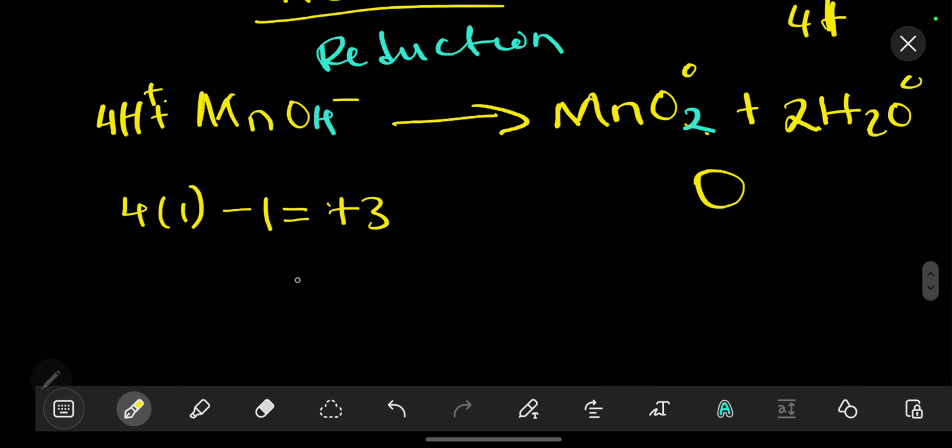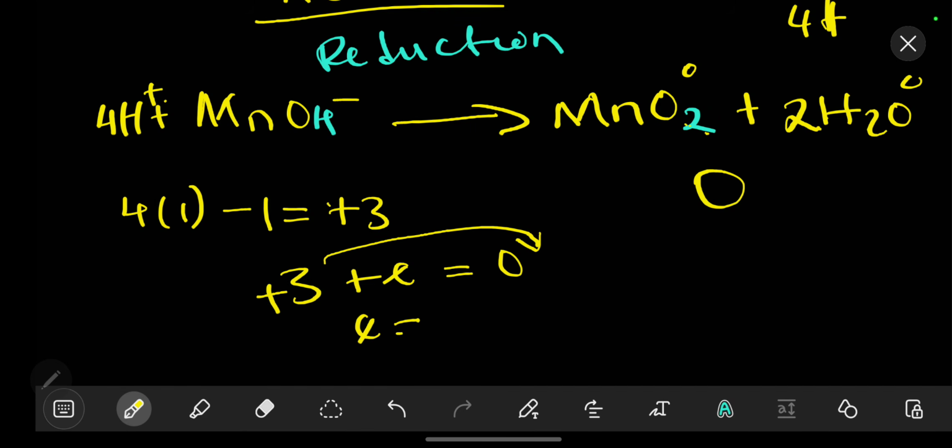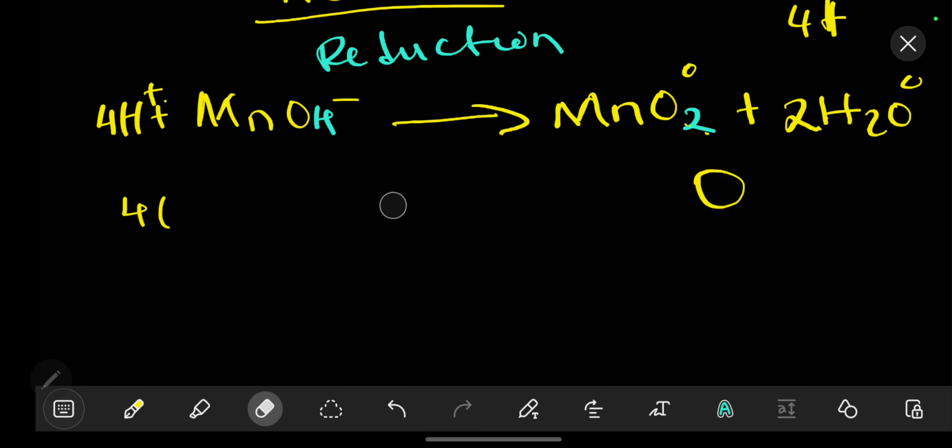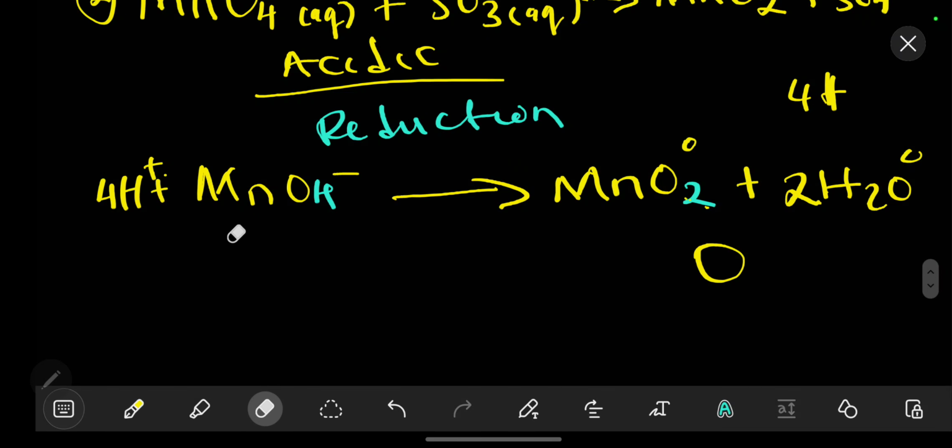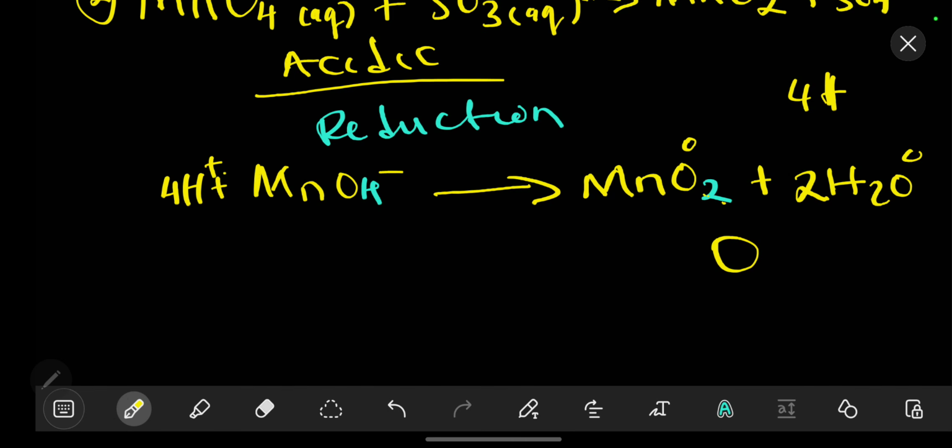So to find out how many electrons you need, you are going to say 3 plus the number of electrons should be equal to 0. So we have positive 3. You are going to take the 3 to the other side, and the number of electrons needed is going to be negative 3. So you are going to add 3 electrons on this side. So we put our 3 electrons here, plus our 3 electrons here. So just by adding 3 electrons, you have balanced the charge.